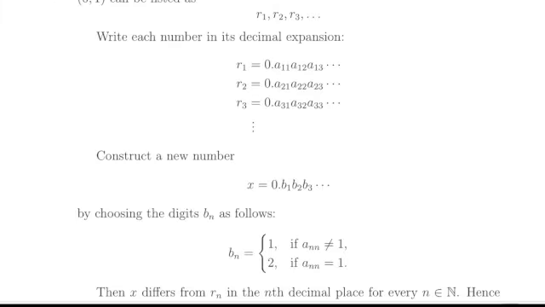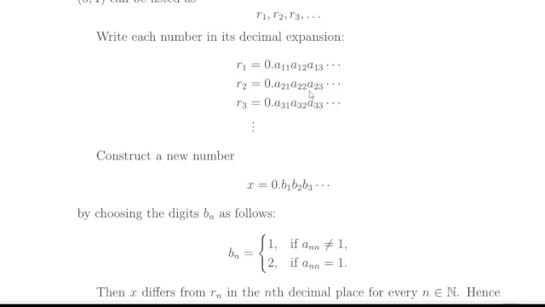Okay, so then we go to the second number. So the second number is 0.A21, A22, A23, etc. We're going to look at the second number here. So second digit, second number, R2 of the second digit. If A22 is 1, then this becomes 2 again. If A22 is not 1, let's say it's 9, then B2 is 1. So either way, R2 and X are not going to be the same.